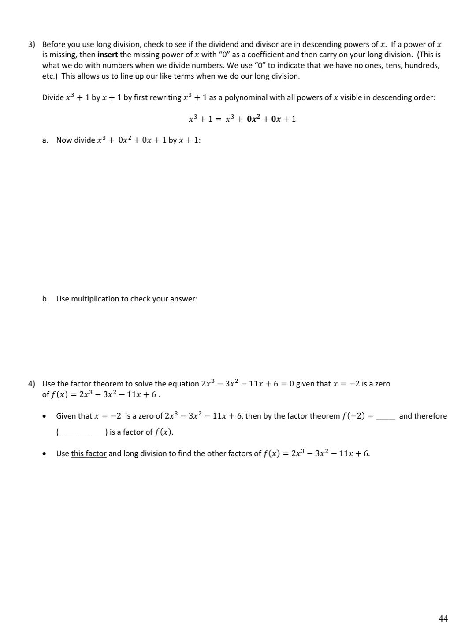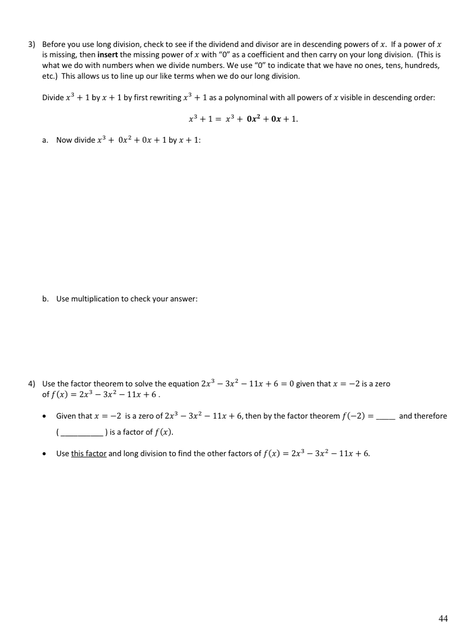So before using long division, we have seen that you should write the divisor and dividend in descending powers of x. If a power of x is missing, you should insert the missing power of x with a 0 coefficient and then carry on with the long division. This is exactly what we do with numbers when we divide numbers. We use a 0 to indicate that we have no ones or no tens or no hundreds. We put a 0 as a placeholder. And it allows us to line up like terms when we're doing our long division.